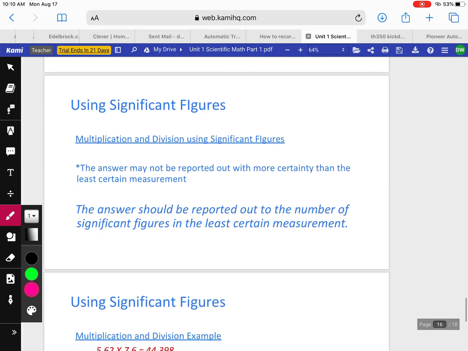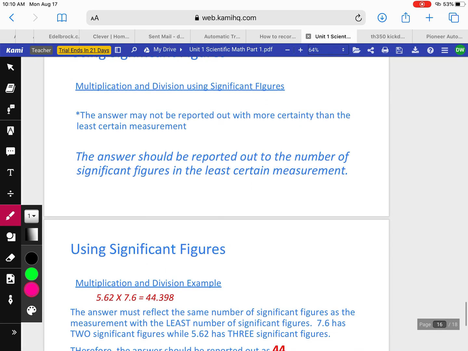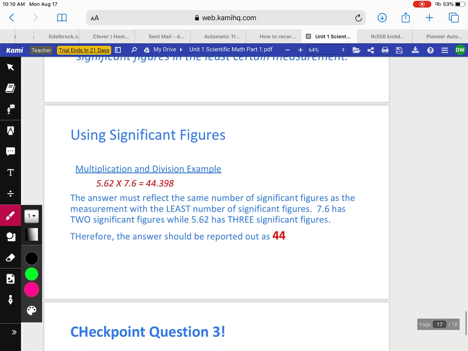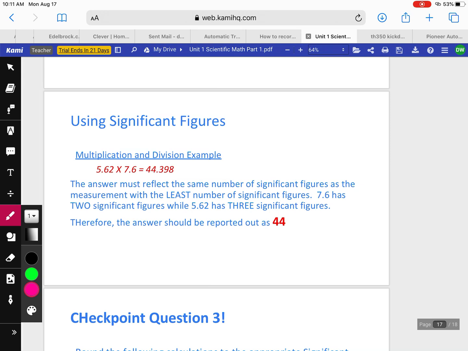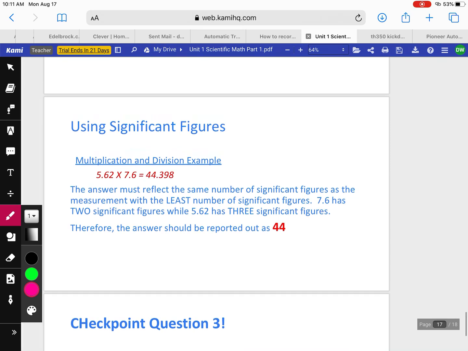All right, so basically what you're going to do is look at the number of significant figures used in the calculation. So notice this number right here. This first one has 3 and the second one has 2. So the lowest number of significant figures used in the calculation is 2. That's what we have to round our answer to. So notice that we rounded it to 44.